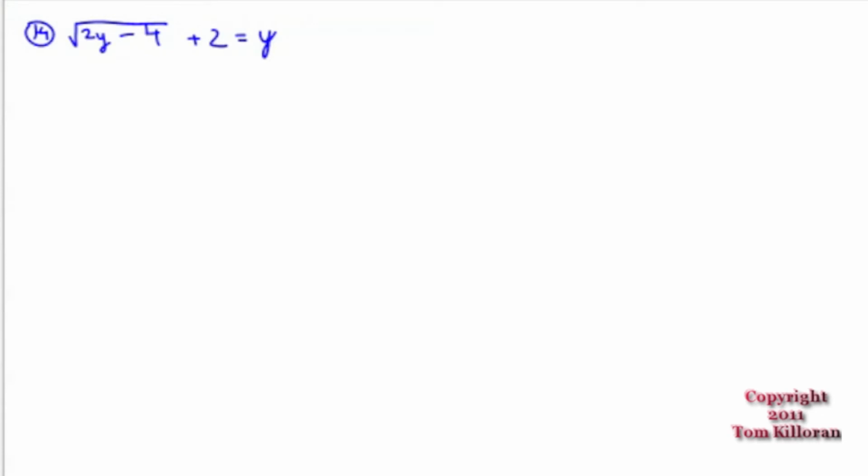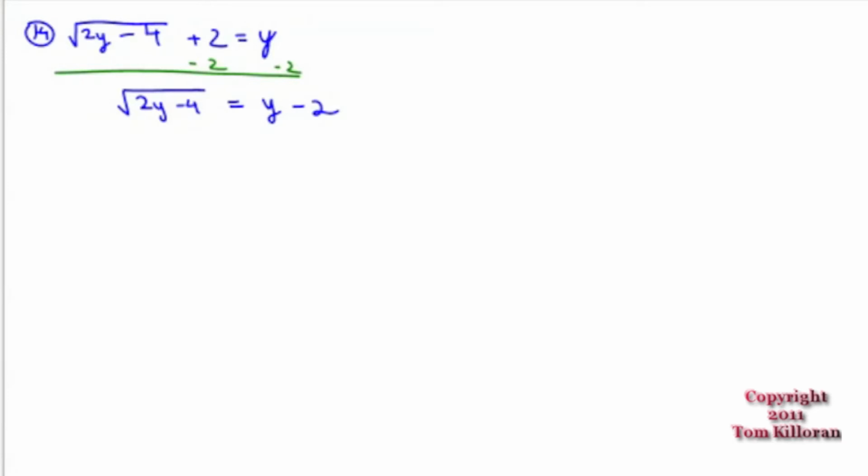Alright, so what do I do? Check that 2. Subtract that 2. You want to isolate the radical, so subtract 2 from both sides. And what's left is that square root of 2y minus 4, and it's going to be equal to y minus 2.